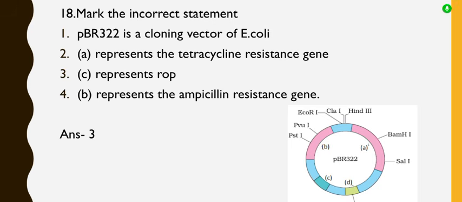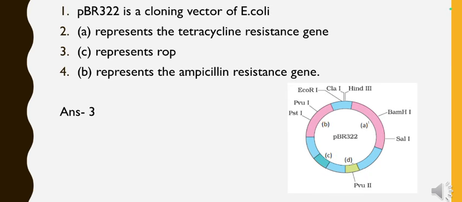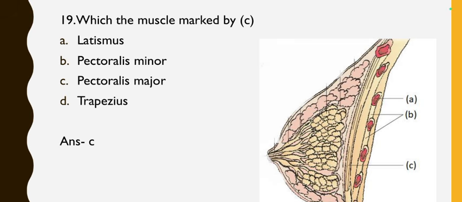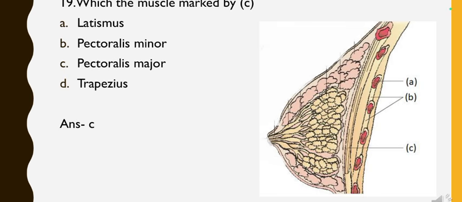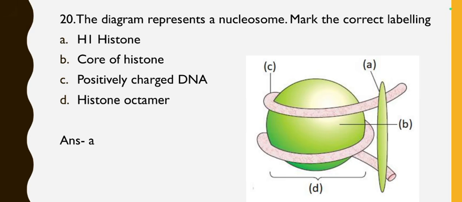Mark the incorrect statement related to pBR322. It is option 3, C represents rop. Which muscle is marked by C? It is the pectoralis muscle, pectoralis major. The diagram represents a nucleosome. Mark the correct labeling. The correct labeling is labeling A, H1 histone.